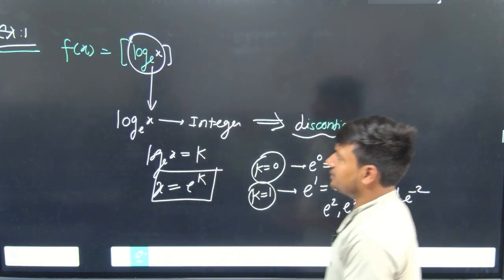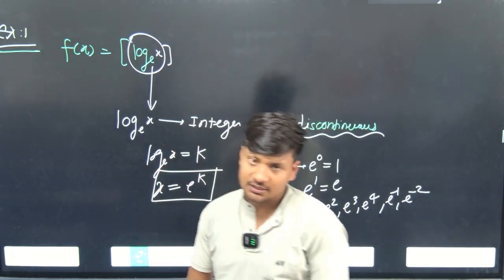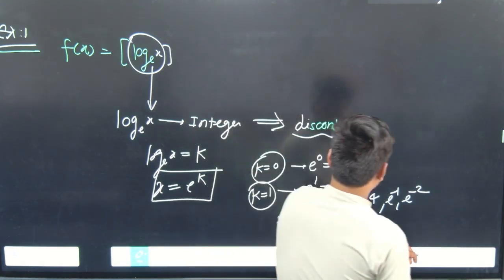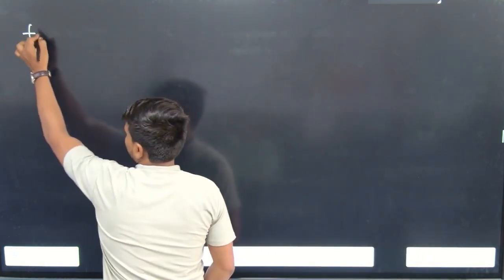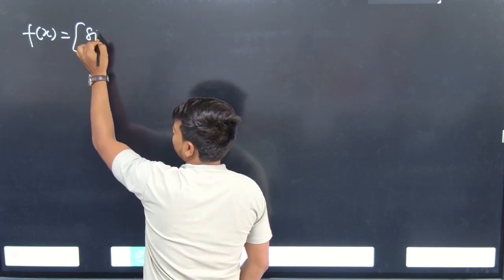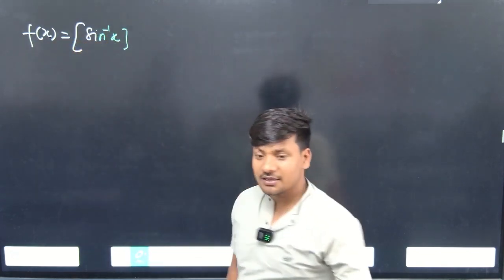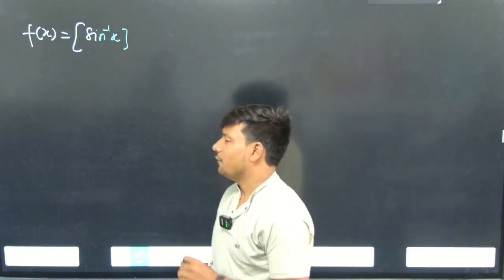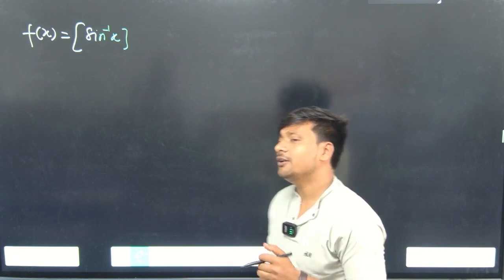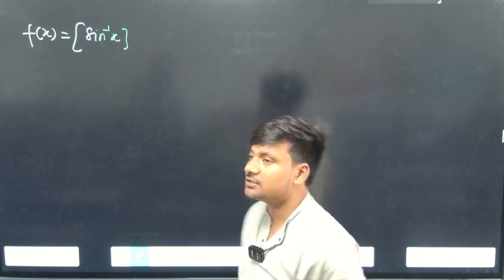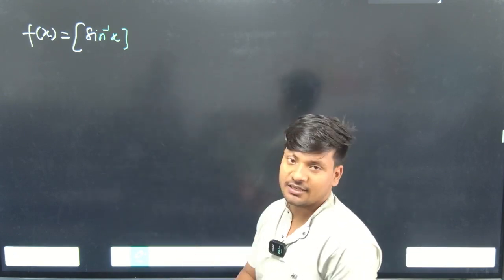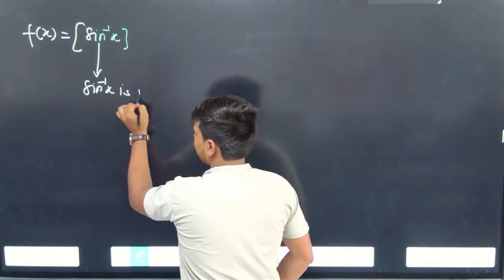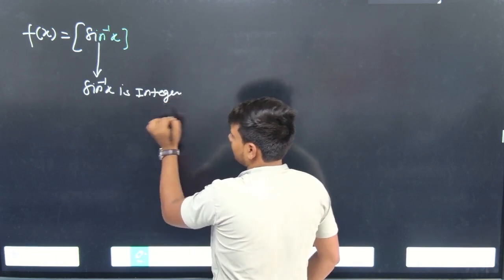So now let us move to the next example. We will see another example where we check the continuity of the greatest integer function. Suppose our function is f(x) equal to greatest integer of sine inverse x. Now we have to check where this function is discontinuous. I have already told you that this function is discontinuous whenever sine inverse x is an integer.